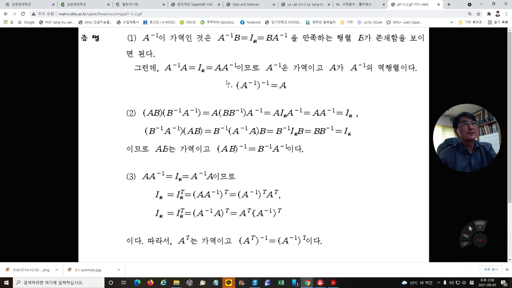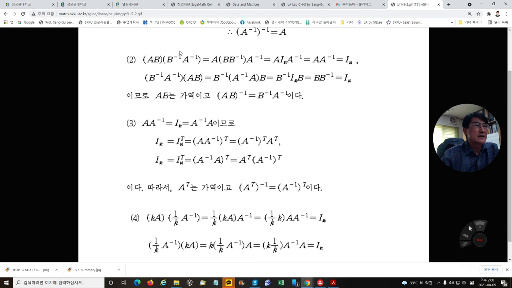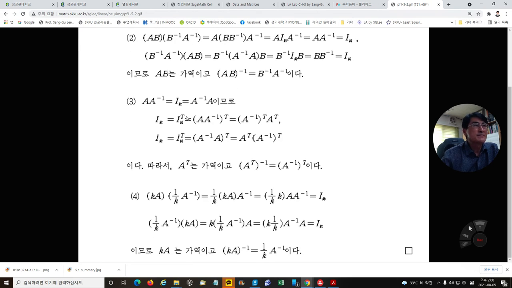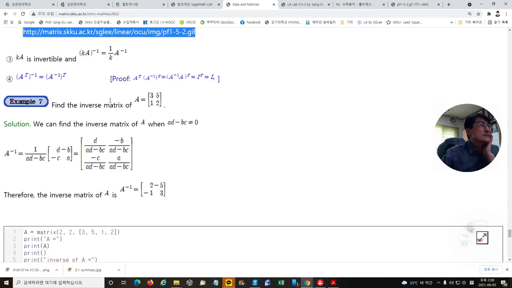You see here, there is a proof. All you have to do is take a product. So the inverse of A inverse is A itself. The inverse of AB is this, since the product is identity. And since this holds, the inverse of A transpose is the transpose of A inverse. Here, the product of this is identity, which means the inverse of KA is 1 over K times A inverse. So those are the proofs, which are easy. All you have to do is just multiply to make it identity, to check the inverse matrix.